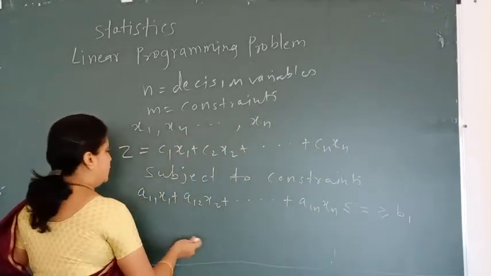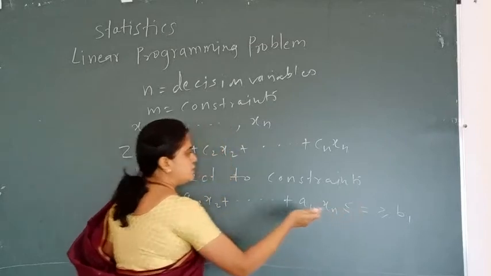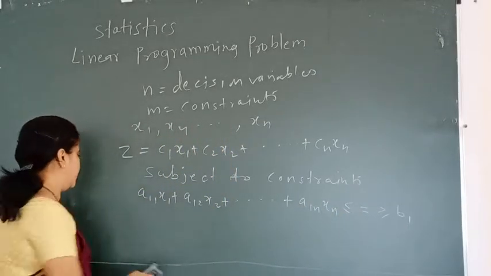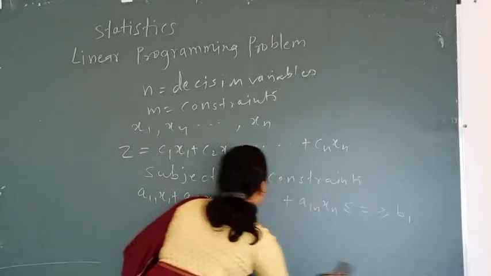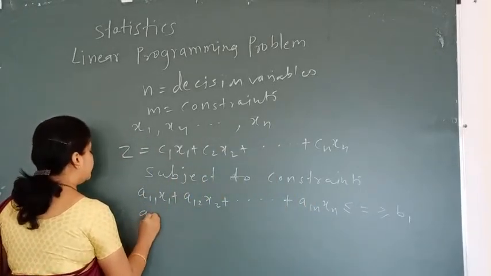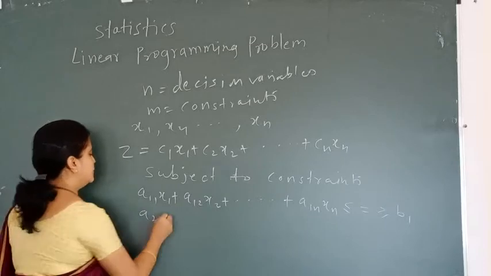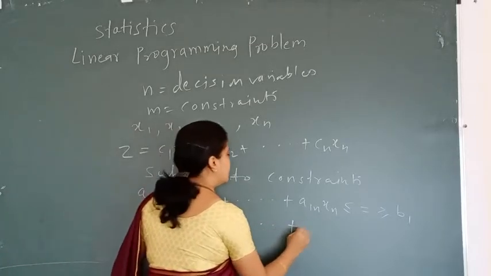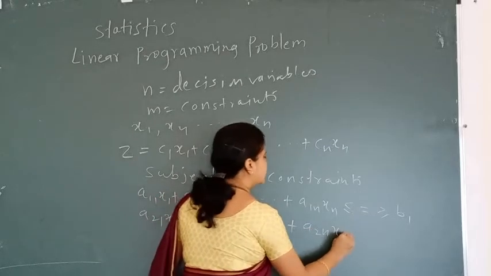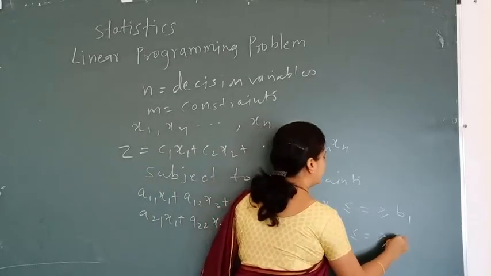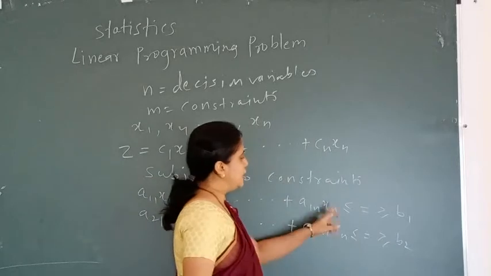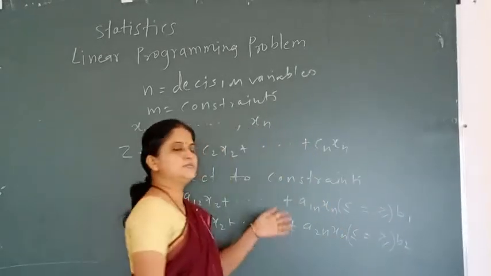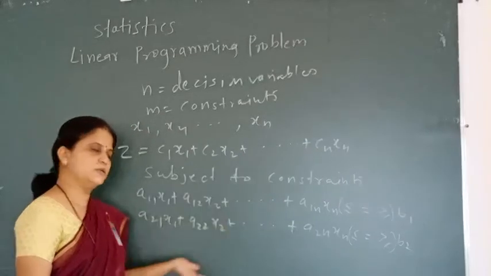Here b1 is nothing but the resources present in my factory. The next equation is a21x1 plus a22x2 plus so on up to plus a2nxn, less than or equal to or greater than or equal to b2. Here the equation takes only one sign when we solve the LPP, that is, either less than or equal to or greater than or equal to.